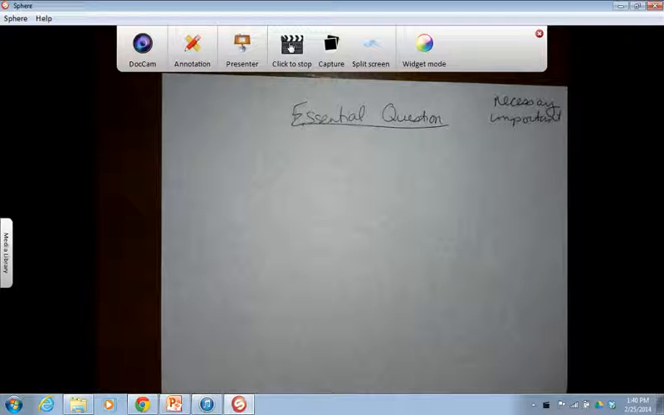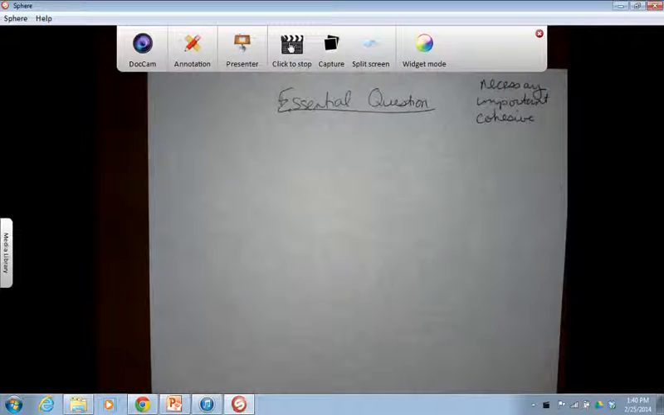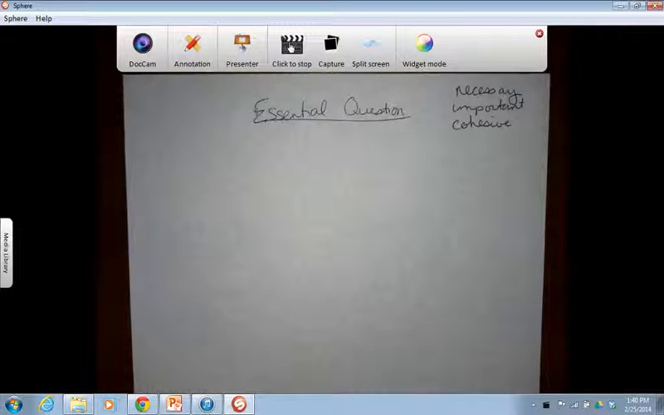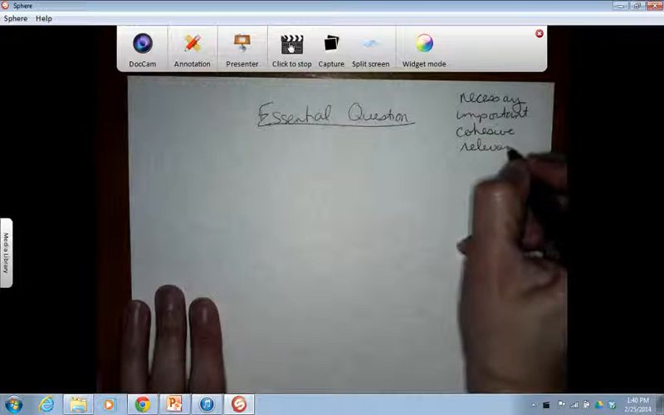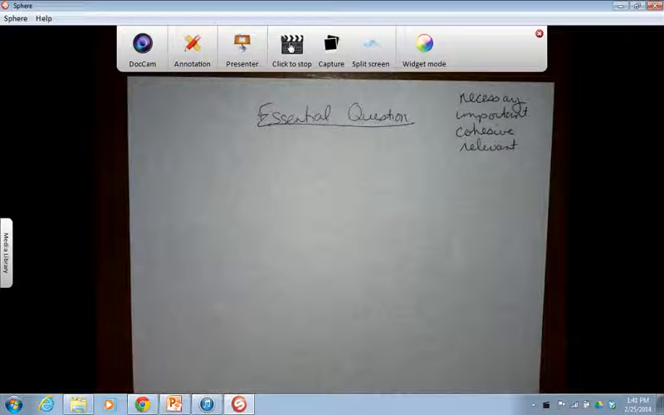Anything else? Yeah. Helps the paper come together. Helps the paper come together. So maybe some cohesive types of questions. What else might be essential? Someone said last hour, and I liked it. It was relevant. Making sure that it's pertinent to the topic that we're talking about.